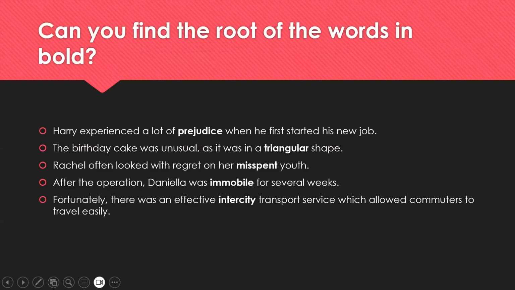Okay, so for each one, there's a word in bold, and I want you to find the root word of that word. Okay, so the first sentence here: Harry experienced a lot of prejudice when he first started his new job. So prejudice, can anyone find me the root of that?